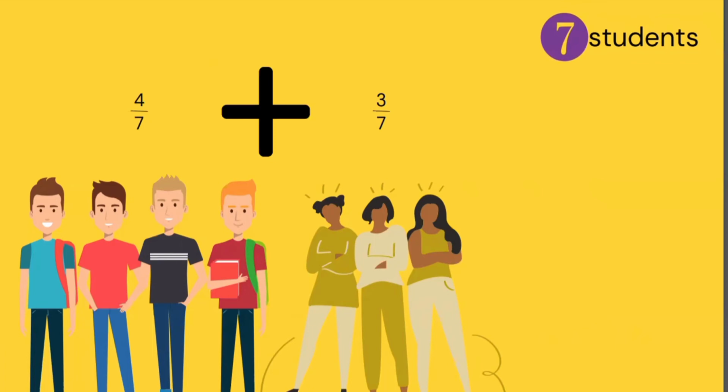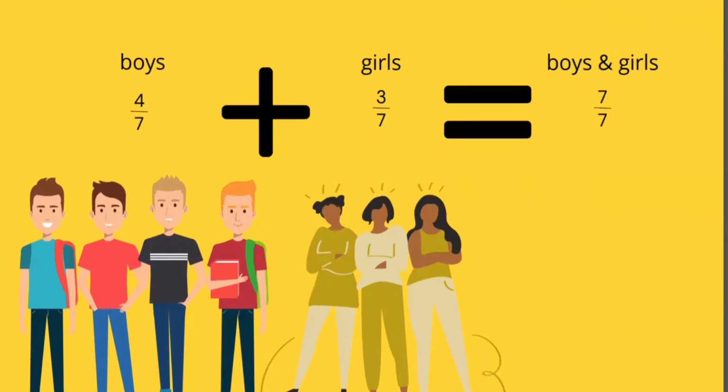But is there a fraction that we can use to represent all 7 students? Think about it. Yes, we have a fraction that represents all the students, girls and boys, and that's 7/7. Now, if you look at the numerators for the boys and girls, you will see 4 plus 3 gives us 7. The total number of students, the whole, is 7/7, 7 students.